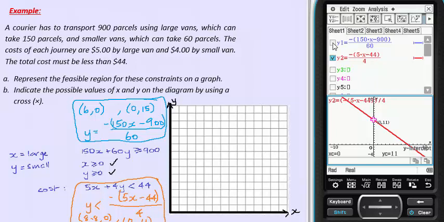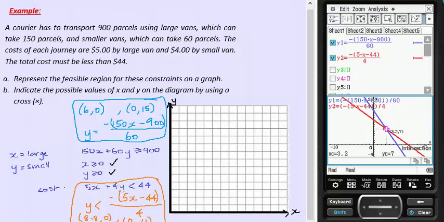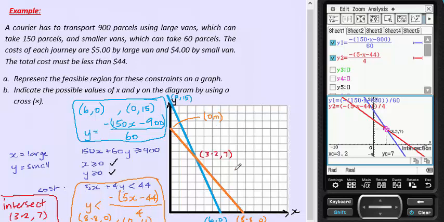And lastly, let's find out where they intersect. So then I can draw two lines, analysis, G-solve, intersection, and that tells me the intersection is at 3.2 and 7. So I'm going to write that separately. So now I have all the important information I need for these lines. So let's sketch them. So now you can see I've sketched my graphs and I've put in all the important points. And the last thing I need to do is represent the feasible region.